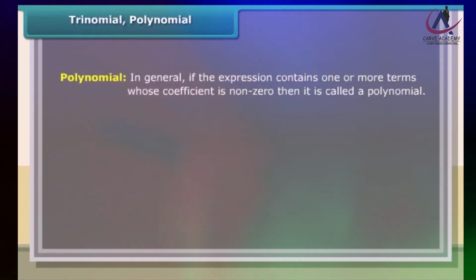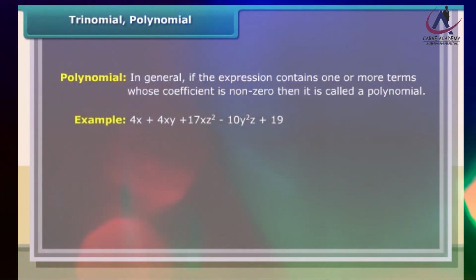Polynomial. In general, if the expression contains one or more terms whose coefficient is non-zero, then it is called a polynomial. Example: 4x plus 4xy plus 17xz square minus 10y square z plus 19.